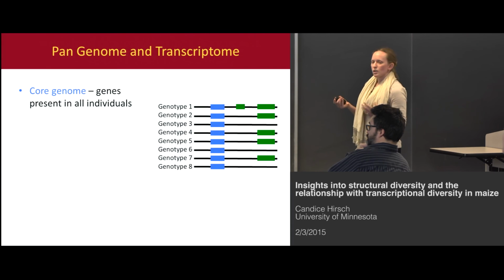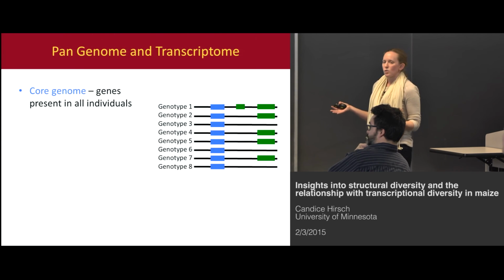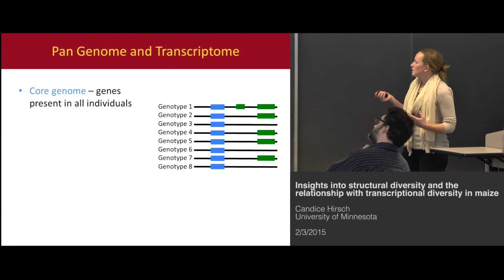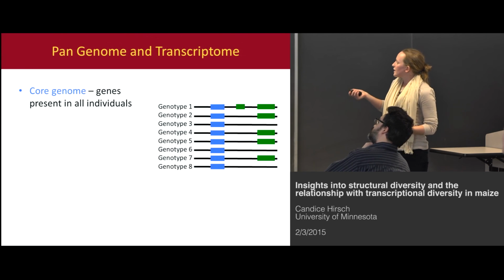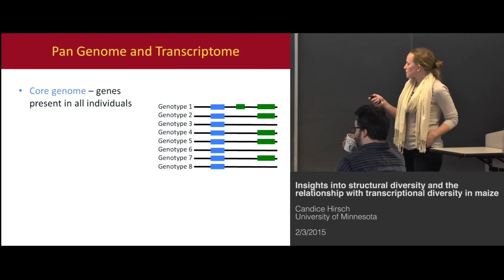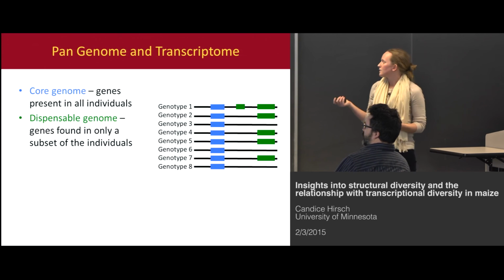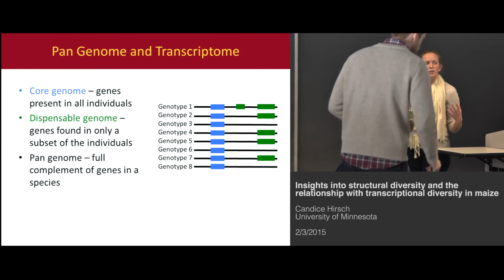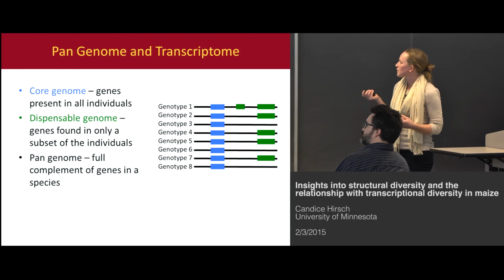Okay, so we're going to just start with a few definitions so that we're all on the same page in terms of what I mean by core and dispensable and pan-genomes. So the core genome is going to be the set of genes that are present in all individuals, at least for this talk, that's how we're defining it. So I have 8 genotypes shown here, and this gene in blue would be considered part of the core genome. The dispensable genome is going to be genes that are present in only a subset of the individuals, so shown here. And then the pan-genome is going to be the full complement of genes that are present in the species. So this would be the core and dispensable genes.